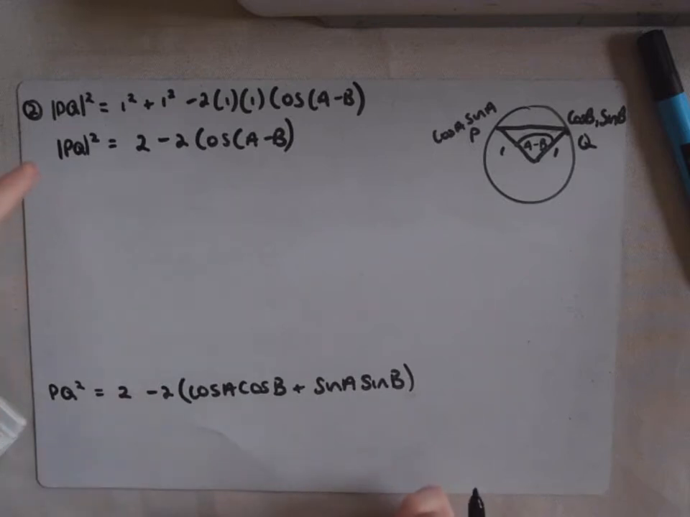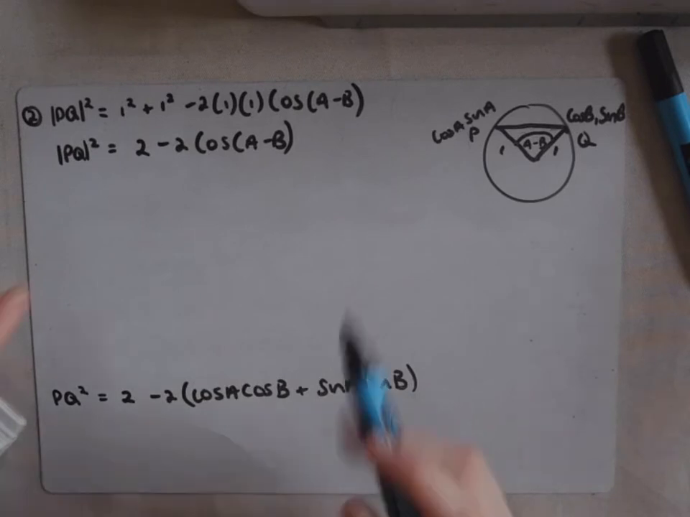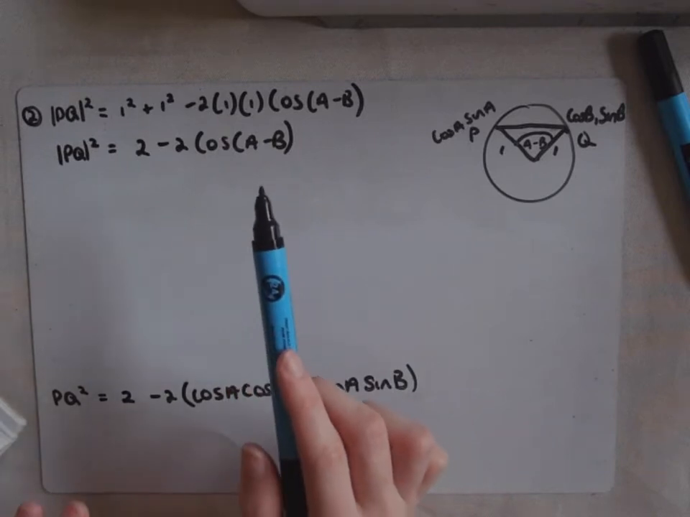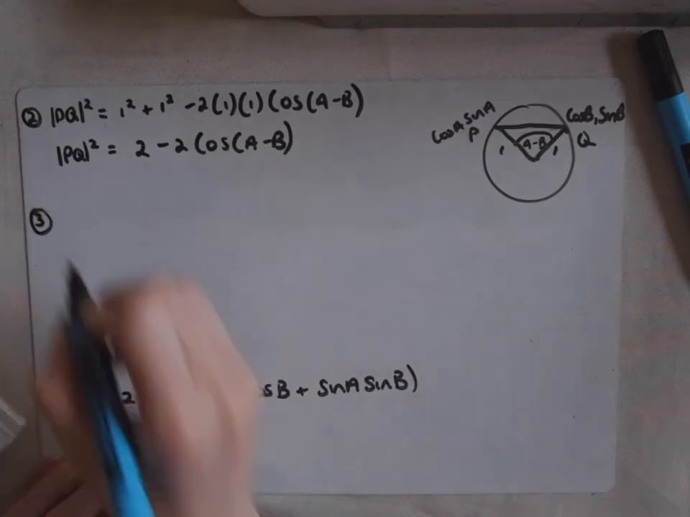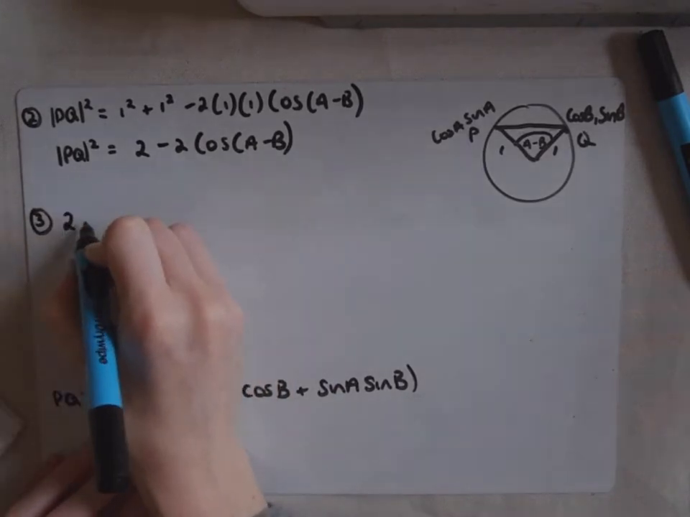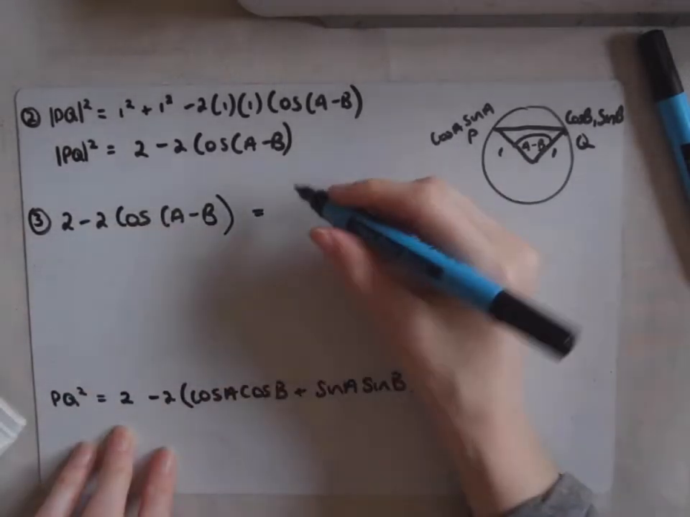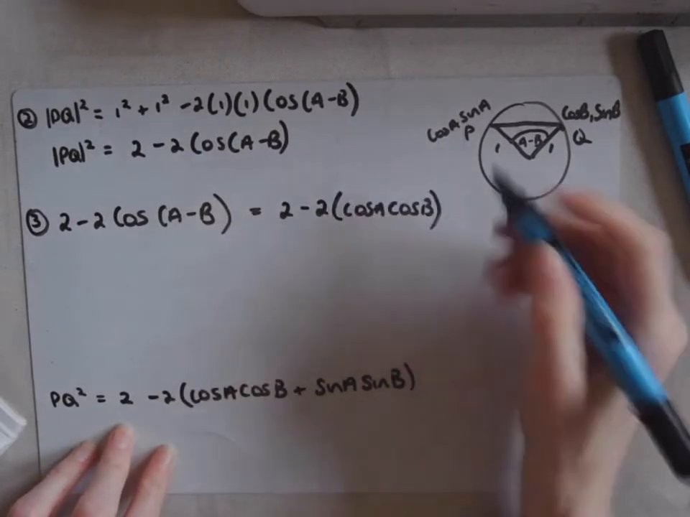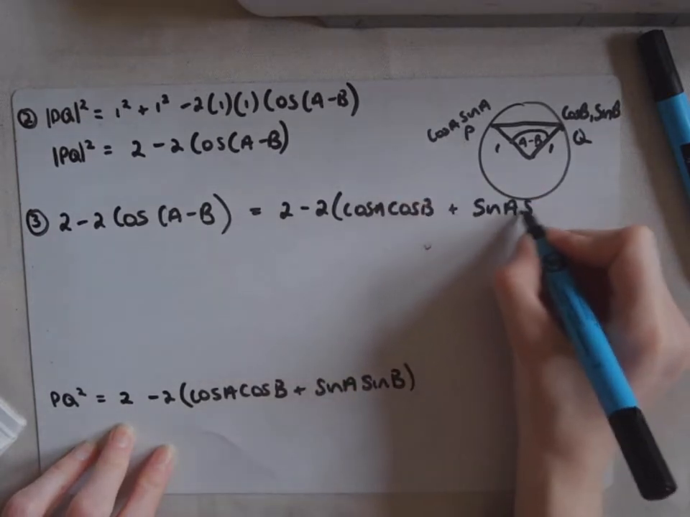Now, I have a PQ squared here, and I have a PQ squared here, so I can put my two answers equal. I'm going to start with this one because the question has the cos of A minus B on the left and the other bit on the right. Number 3 is equating them. So 2 minus 2 cos A minus B equals this: 2 minus 2 cos A cos B plus sin A sin B.